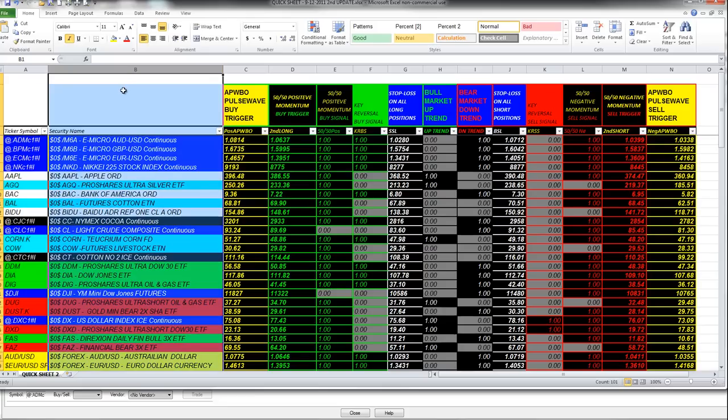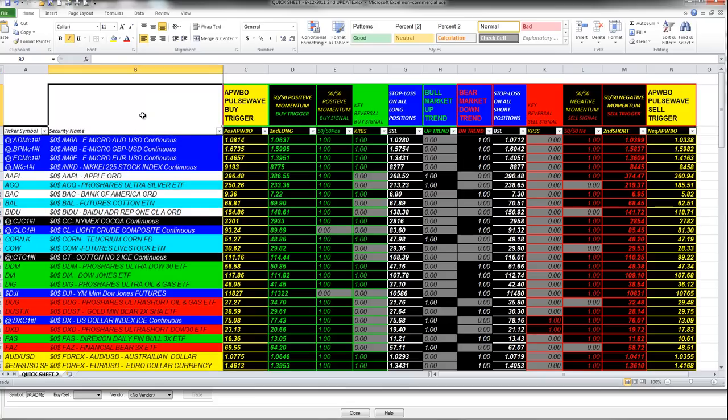The next column is the security name. And what I've done is color code them to give you a better understanding of what's what. The ones that are in blue, those are your futures. Those are the ones that I watch and trade the most. They're highlighted in blue here.